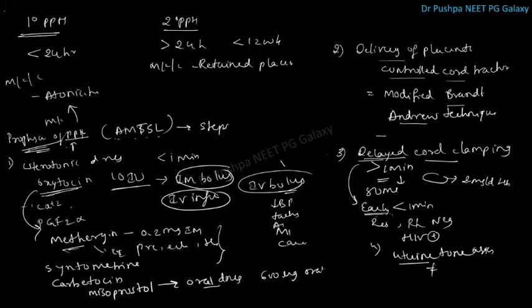What is the management of PPH? How will we manage a case of PPH? First, stabilize the patient by putting a wide bore cannula, 14 or 16 gauge, start IV fluids and catheterize the patient. These are the basic management of any bleeding or trauma patient.